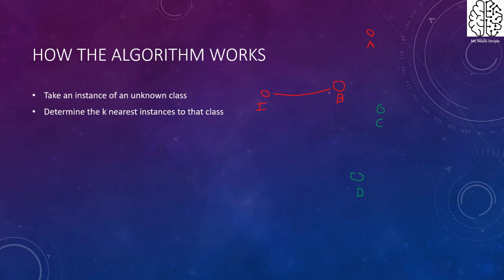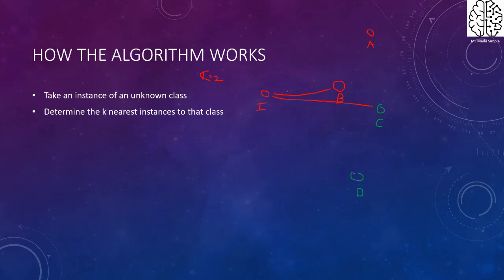So B is the closest. If k is 1, we're only looking for the single closest instance, and then we can say that I is whatever target B has. In this case, it's red. If we say k is 2, the next closest one looks to be C. So the target for your unknown instance could be red or green. In this case, we pick a random one, and we continue.